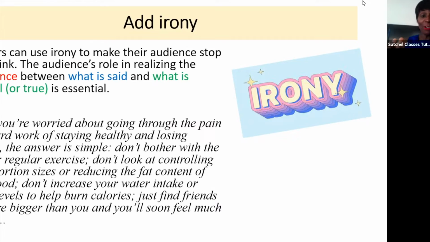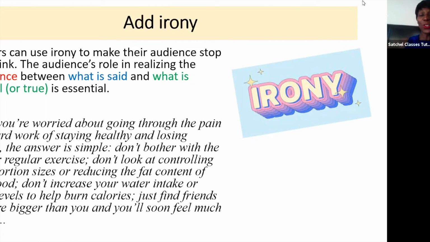But if you are worried about going through the pain and hard work of staying healthy and losing weight, the answer is simple. Don't bother with the gym or regular exercise. Don't look at controlling your portion sizes or reduce the fat content of your food. Don't increase your water intake or increase your sleep level to help burn calories. Just find friends who are bigger than you and you'll soon feel much better. So you can see what the writer is saying is ironic, because what they're saying is different from what is true and normal. And hopefully the audience will realize the difference.